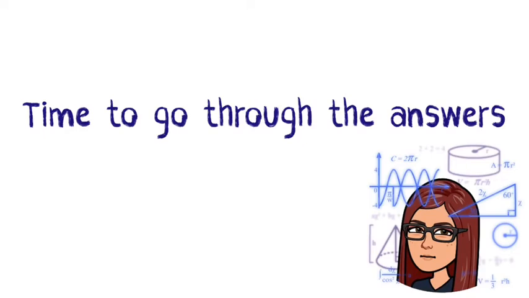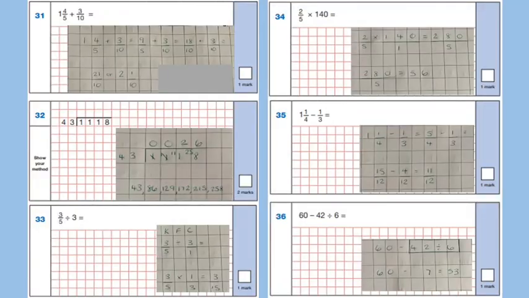Time to go through the answers then. Okay, looking at the first question, we've got 1 and 4/5 add 3/10. So the first thing here, there's 2 reasons why this could be quite a tricky question. Number 1, it has a mixed number, so a fraction and a whole number, and it has also got 2 different denominators. So rather than trying to deal with both of those at the same time, I'm just going to focus on turning my fraction into an improper fraction, so getting rid of that whole number.